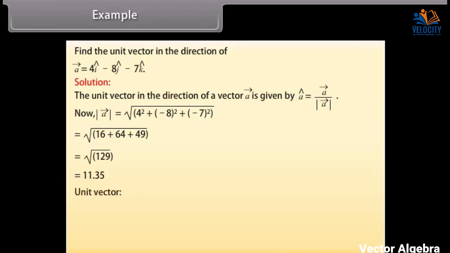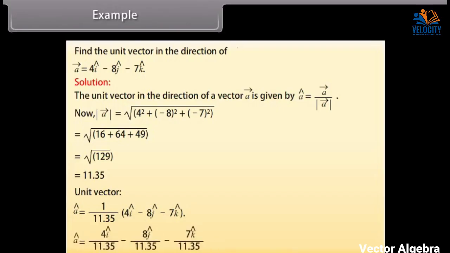Unit vector A equals 1 by 11.35 into (4i minus 8j minus 7k). Unit vector A equals 4i by 11.35 minus 8j by 11.35 minus 7k by 11.35.